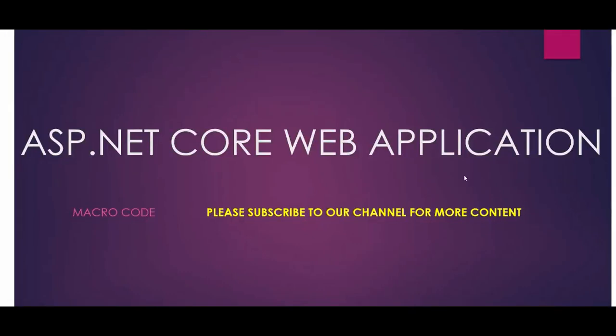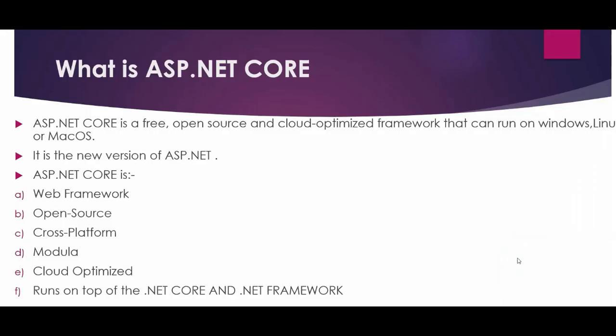So today we are going to learn about ASP.NET Core web application. ASP.NET Core is a free, open source and cloud optimized framework that can actually run on Windows, Linux or Mac OS. So you can actually say that ASP.NET Core is the new version of ASP.NET. The framework is a complete rewrite from scratch in order to make it open source, modular, and cross-platform.